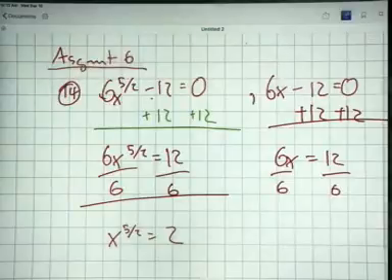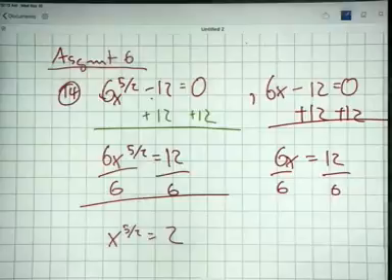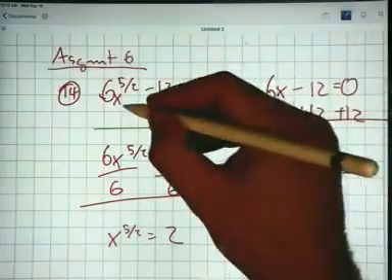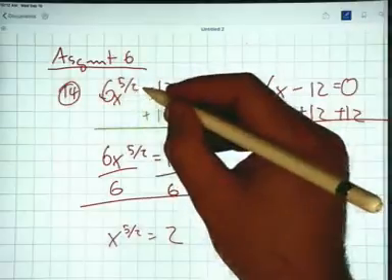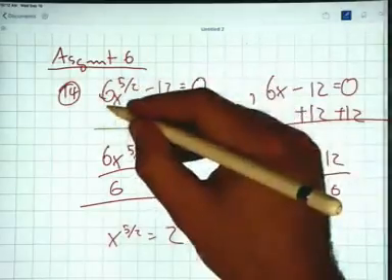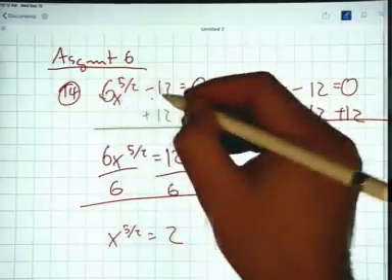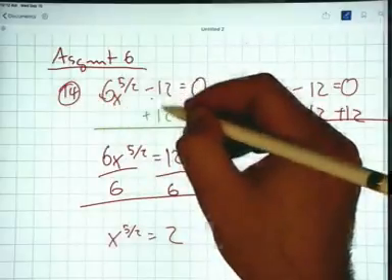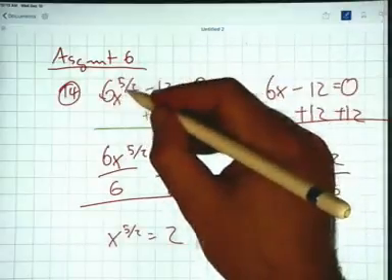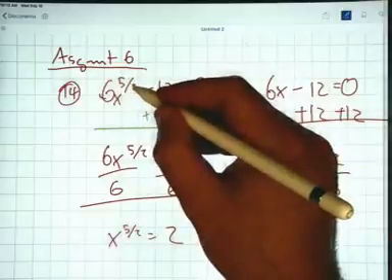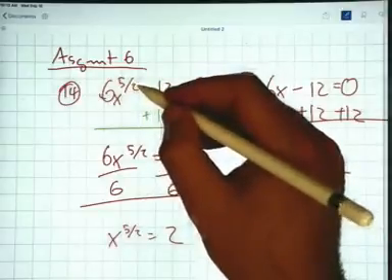I talked about this in one of my classes yesterday. What we're trying to do is undo what's being done to x. The first thing that's being done to x is it's being raised to the 5 halves. Then it's being multiplied by 6. Then it's being subtracted by 12. So you're undoing that process. If the first thing that was being done to x was being raised to the 5 halves, that's going to be the last thing that we undo.